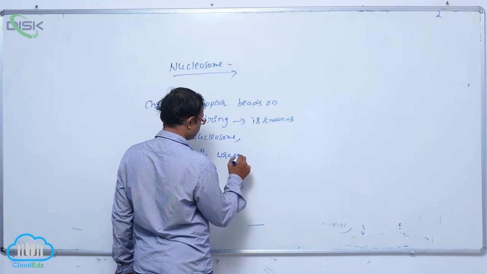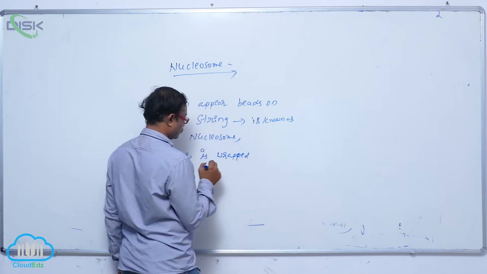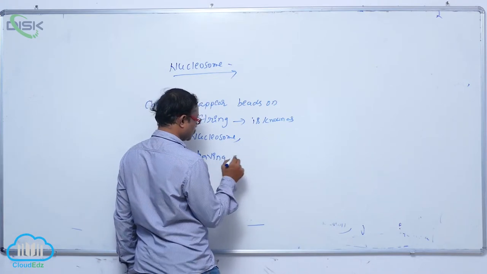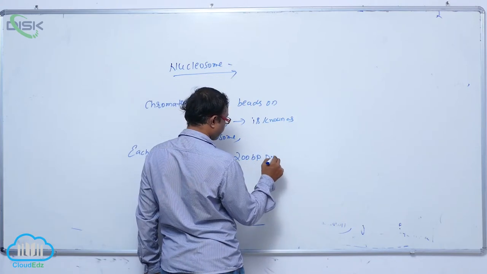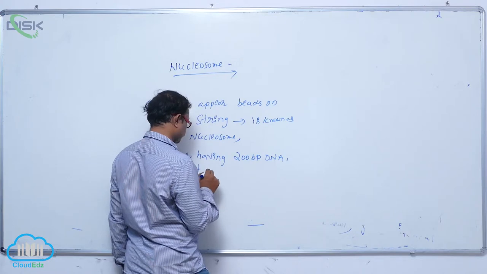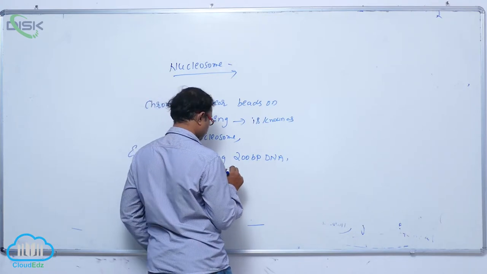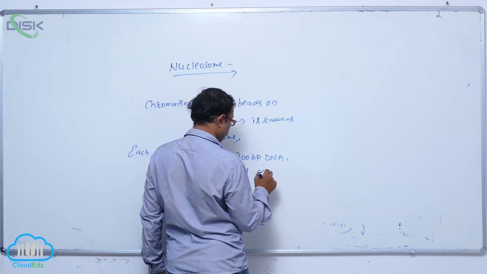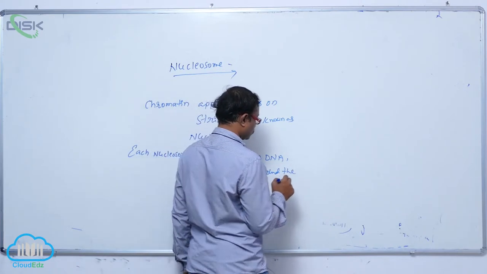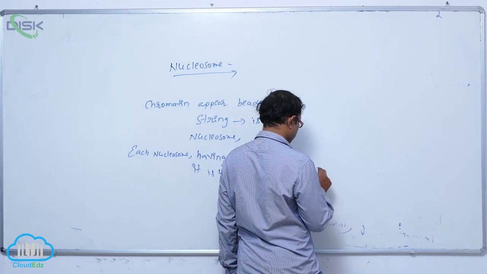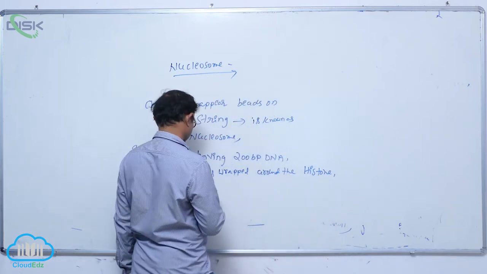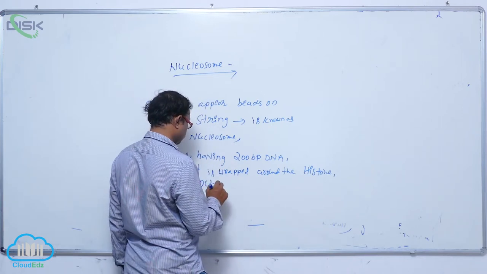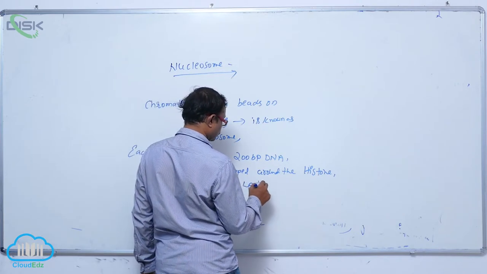Each nucleosome has about 200 base pairs of DNA. It is wrapped around the histone octamer, up to 2 turns.